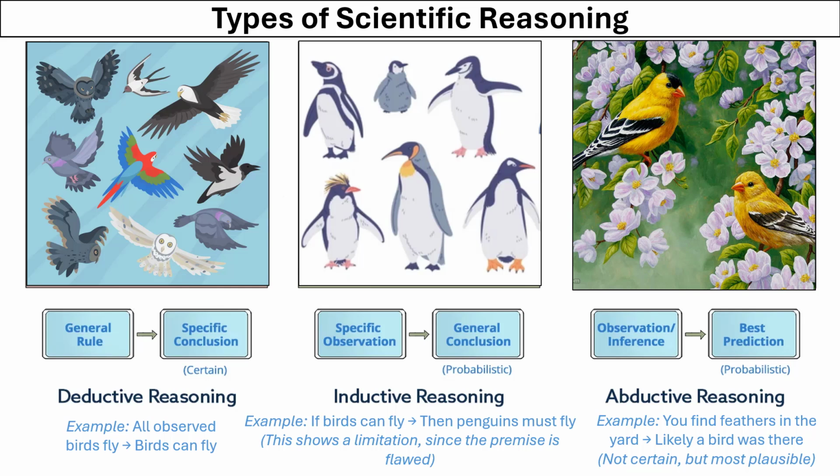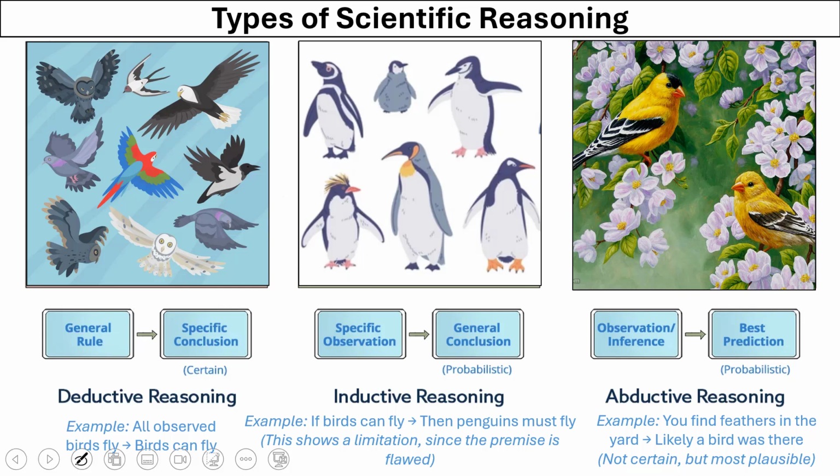In another kind of reasoning, which is inductive reasoning, you start with a very specific observation and then you make a general conclusion. For example, if birds can fly, then make a general observation that a penguin must also fly. But that's not always true, because you know that penguins can't fly. So taking something very specific and trying to apply it on everything is not always possible, because exceptions are always there.